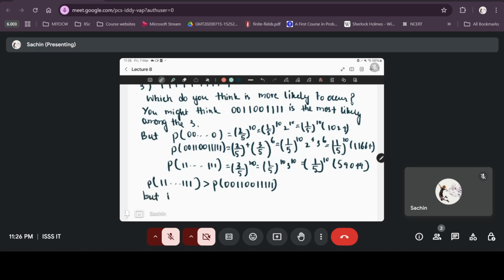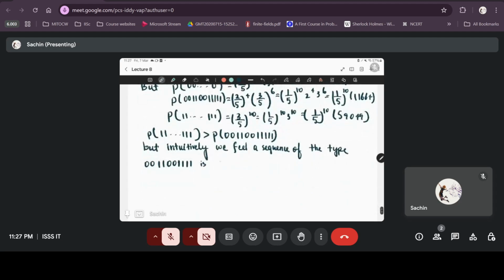Therefore, but intuitively we feel that a sequence of the type 0011001111 is more likely to occur than 1111111111.